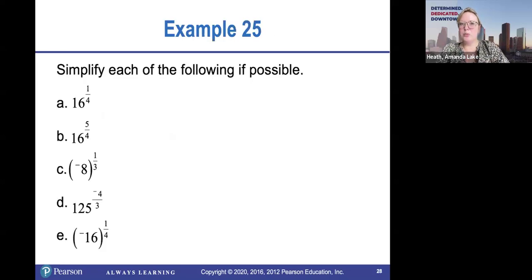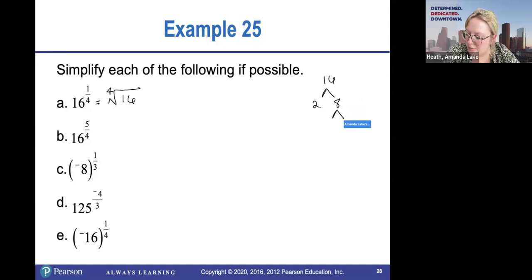All right, so if we start working with simplifying expressions with these rational exponents, we need to think about what these exponents mean in terms of roots. So 16 to the 1/4 power means the 4th root of 16. 16 is 2 times 8. 8 is 2 times 4. 4 is 2 times 2. 16 is 2 to the 4th power. So it's the 4th root of 2 to the 4, which is 2.